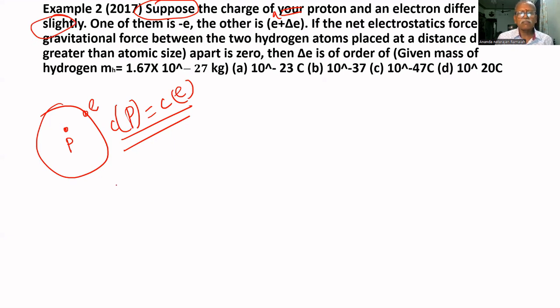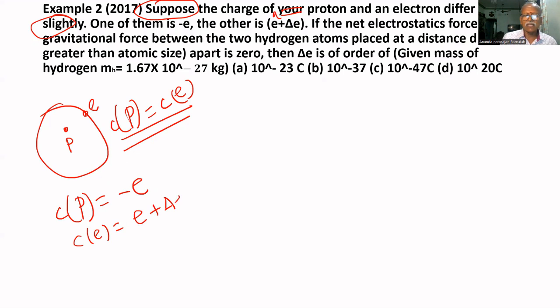One of them is e. The charge of the proton is minus e. Why do they put minus e? If you simply put e, it is the electron charge, so minus of minus becomes positive. That's why they put minus e. Charge of proton equals minus e. Charge of electron equals e, we can say, but slightly different. That's why e plus delta e. Delta e means a small incremental change, slightly higher. So we can say that it is negatively charged because electrons are more.